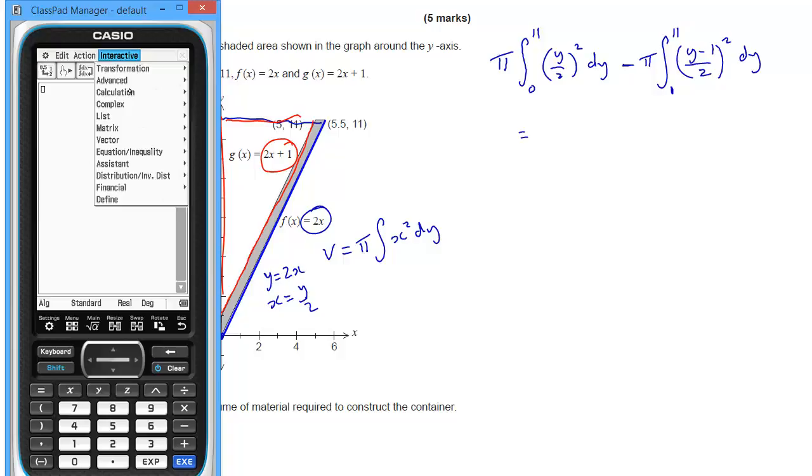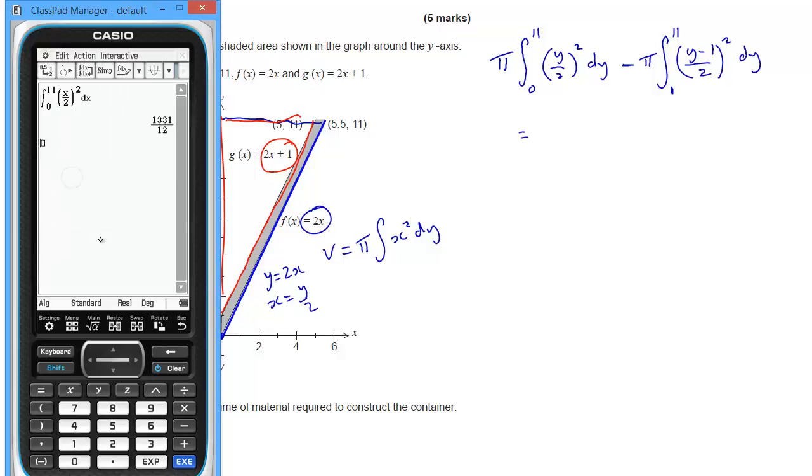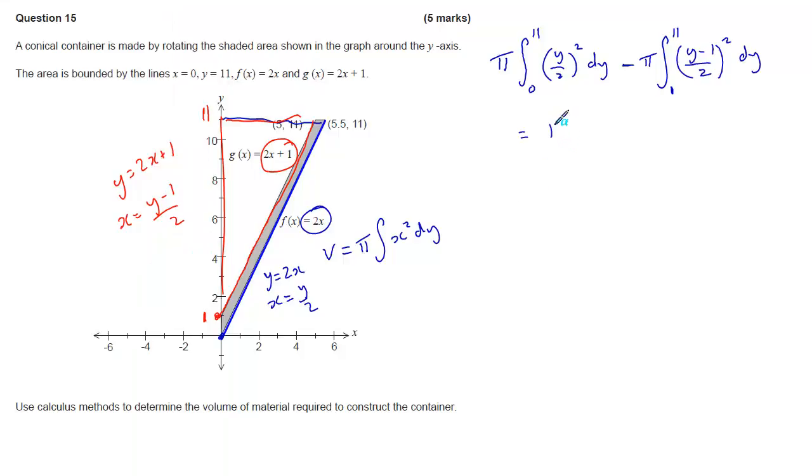And interactive calculation, integral. We're going to want a definite integral. And for the first expression, we have to use x instead of y in here. So that's going to be x divided by 2, all squared. And our limits are going to go from 0 up to 11. So that's going to be 1331 over 12 pi.